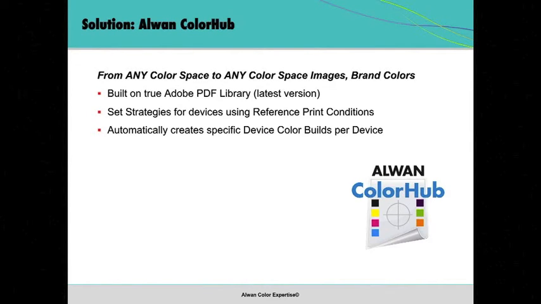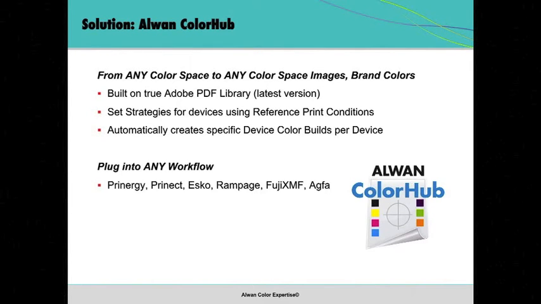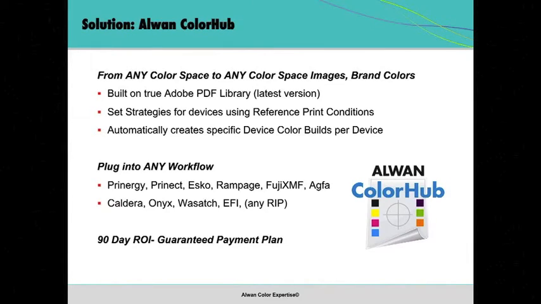For builds, even though this presentation isn't about branding colors, we're leaving that for a future one. ColorHub can automatically create device-specific builds based on how my HP 360 renders color versus my Canon Arizona versus my HP Indigo. This program plugs into any workflow in a very seamless manner, whether you have a traditional workflow for conventional print or a large format workflow for large format output. And of course, it works with the digital press workflows as well.